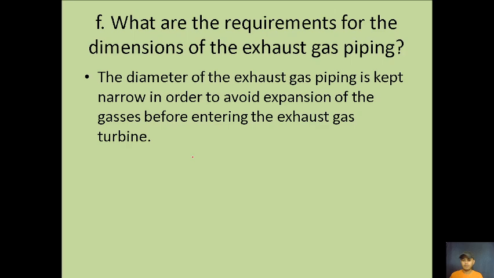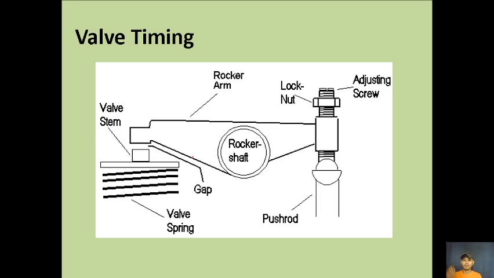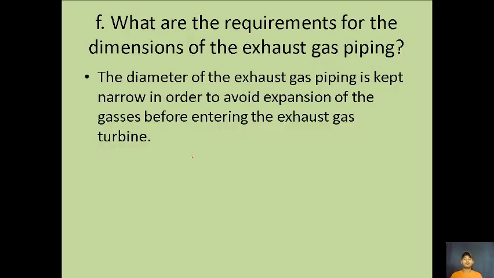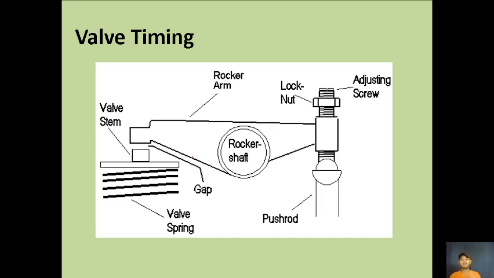So for letter F, what are the requirements for the dimension of the exhaust gas piping? The diameter of the exhaust gas piping is kept narrow in order to avoid expansion of the gases before entering the exhaust gas turbine. So this is for the pulse type exhaust gas system. Okay, so that's it for firing order. Now we will go to valve timing.